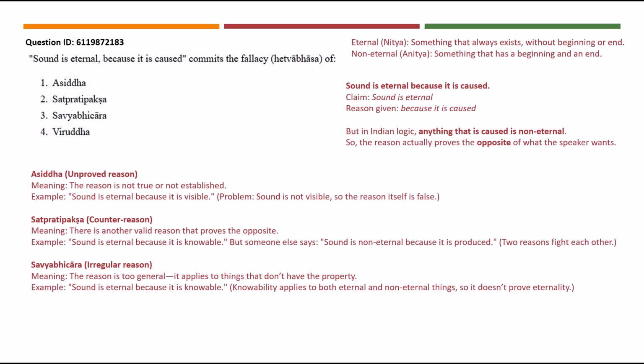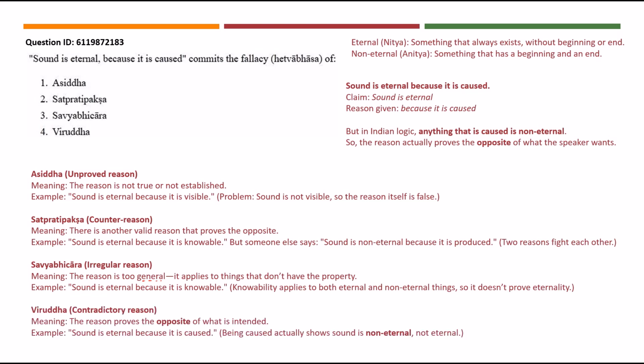The third one is savya bhichara, irregular reason. The reason is too general. It applies to things that don't have the property. Sound is eternal because it is knowable. Knowability applies to both eternal as well as non-eternal things. So it does not prove eternality. That's why they say it is too general. That is an irregular reason we can say.